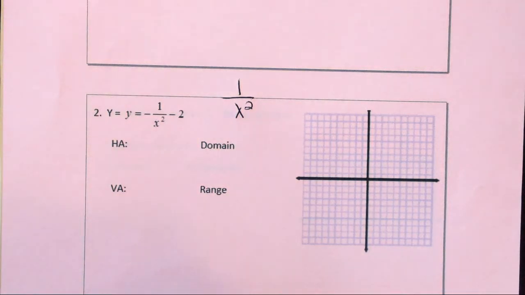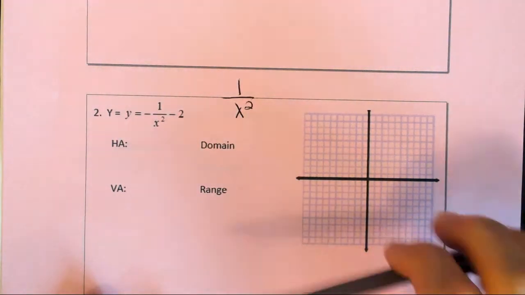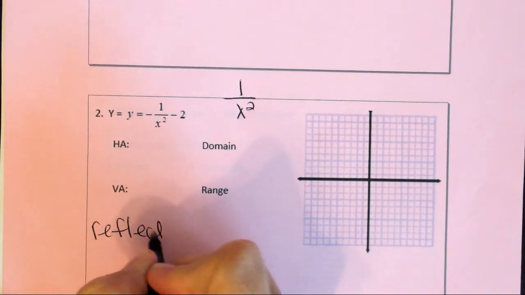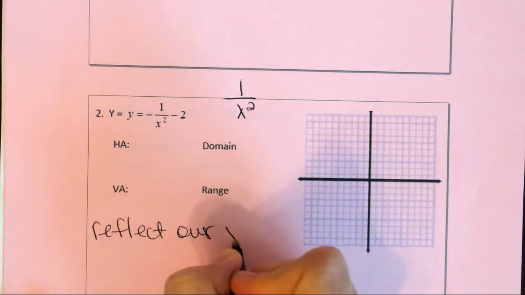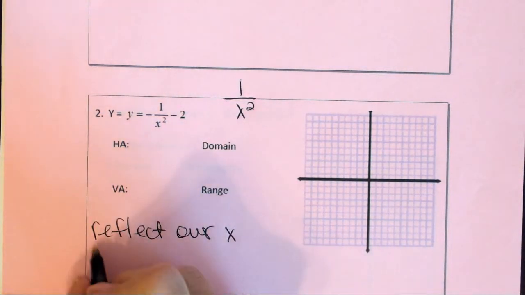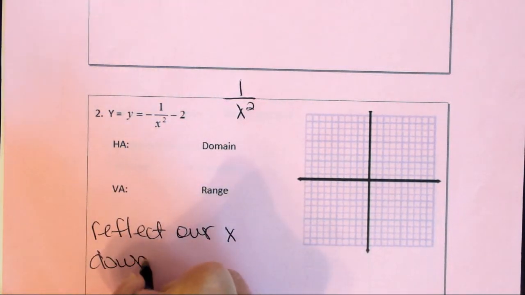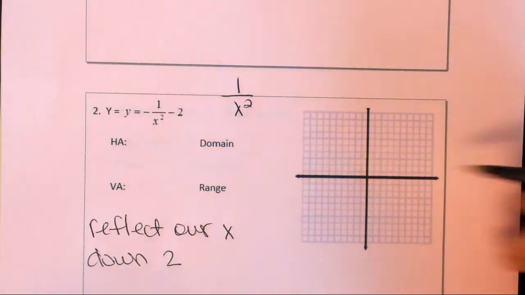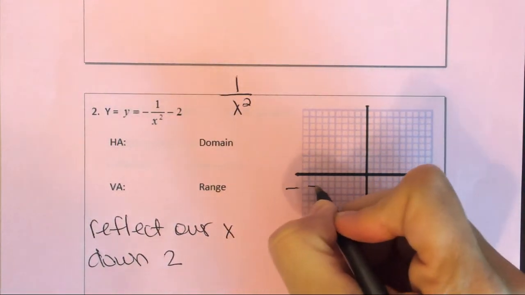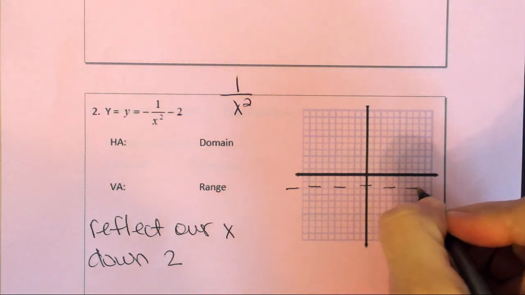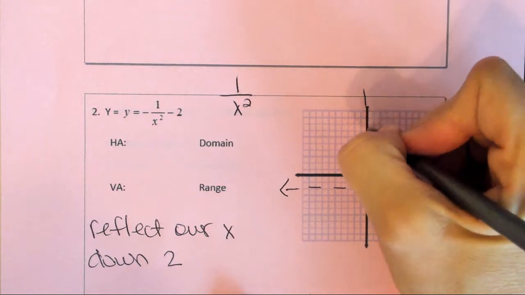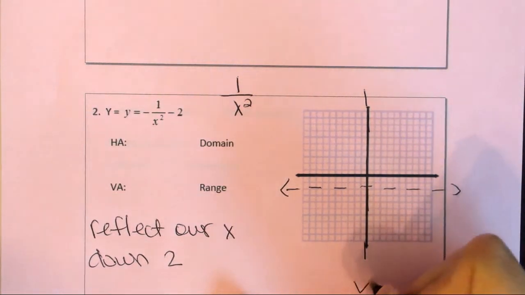So again, I like to move my asymptotes first. We're going to reflect over the x. That's what this is going to do. And then we're going to go down 2. Since I'm going to go down 2, my horizontal asymptote that was at 0 is now going to be at negative 2. And this one stayed right here. We're not going left and right at all, so he's still here.